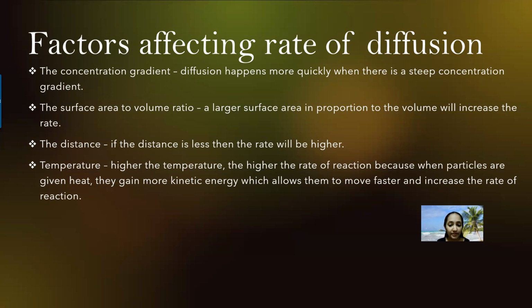Temperature. Higher the temperature, the higher the rate of reaction, because when particles are given heat, they gain more kinetic energy, which allows them to move faster and increase the rate of reaction. So this is the basic nature of particles. When they get more and more energy, they can move faster, and they get energy through heat. So heat gives them more energy, kinetic energy, which allows them to move faster. And in this case, if they move faster, there will be an increase in the rate of reaction.